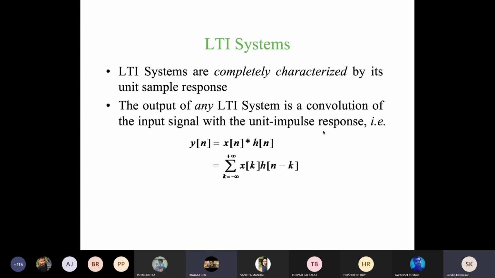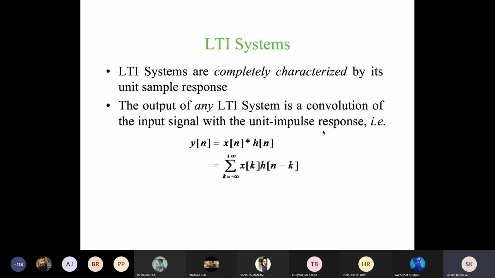Could you explain this again, sir? I didn't get it. LTI systems are completely characterized by their unit impulse response. So the output of any LTI system is a convolution of the input signal with the unit impulse response. h[n] is the unit impulse response, and x[n] is the input signal. So their convolution is y[n].